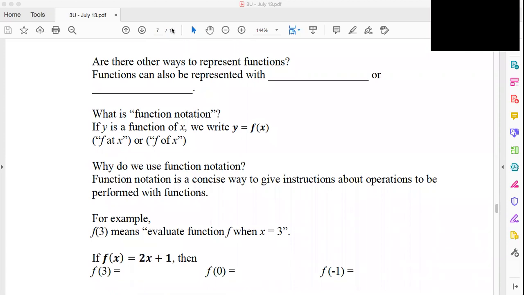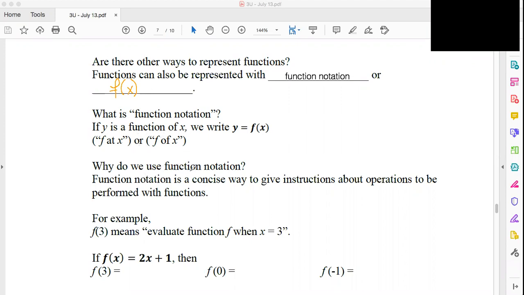Are there other ways to represent functions? Functions can also be represented with what we call function notation, or f of x. I kind of brushed it off a little bit. If you haven't seen it before, it looks like f of x. It's the same thing as y, it just means the function of x. So we write it as f of x or f at x.